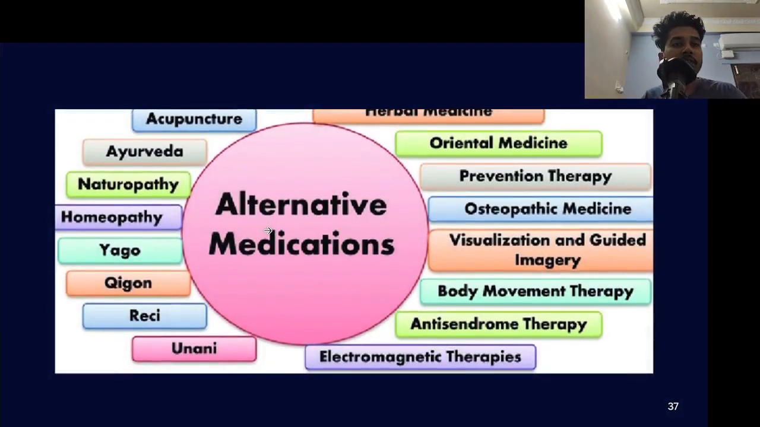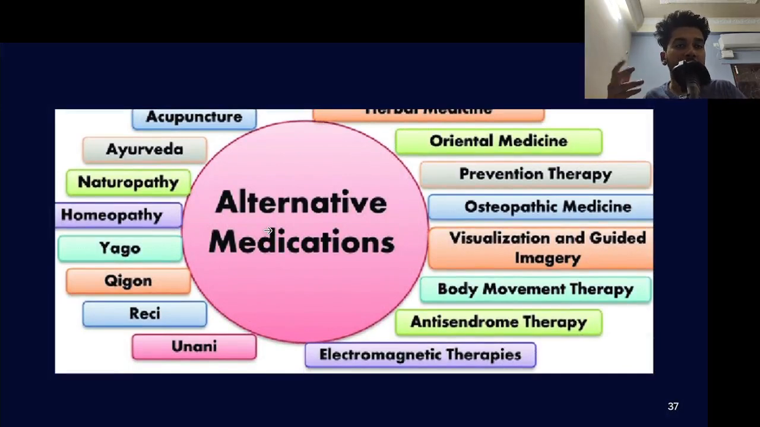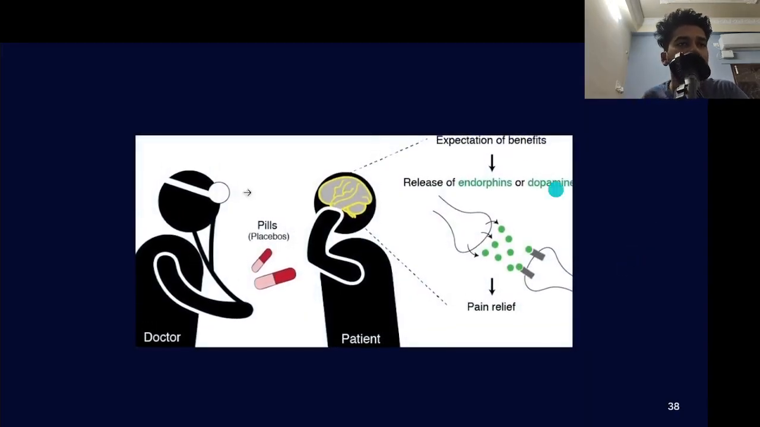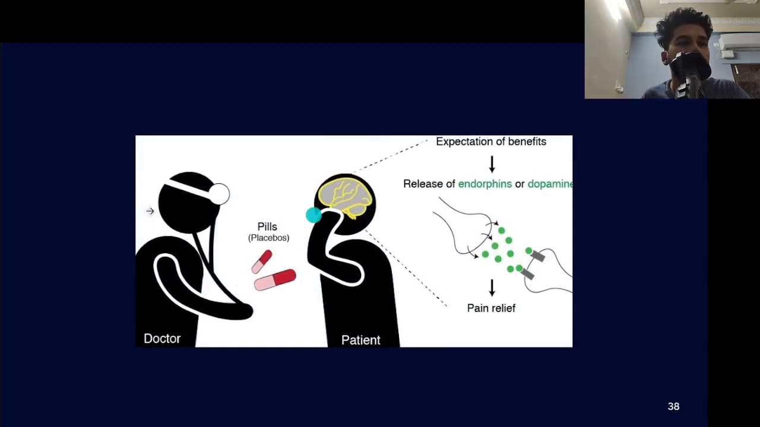So in fact, since starting, all the medical practices that we've been talking about have more or less been part of alternative medicine. So for example, we touched bases on Ayurveda, naturopathy, homeopathy, and Unani. We have not touched on osteopathic medicine, but we'll get to that, and all the stuff. So this is another image just talking about how, given a placebo, the patient expects benefits, and because of this, there is a release of endorphins or dopamine, which cause pain relief.